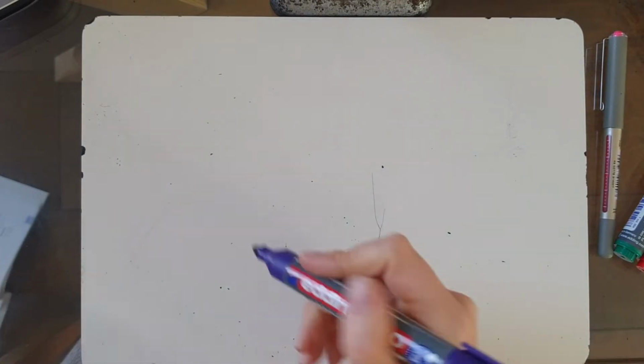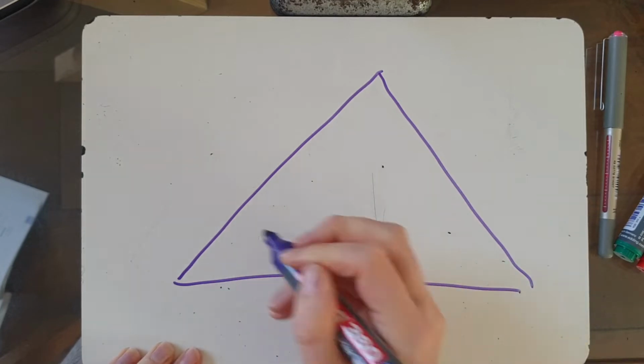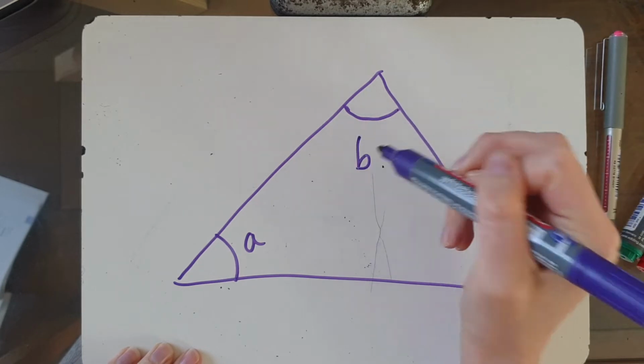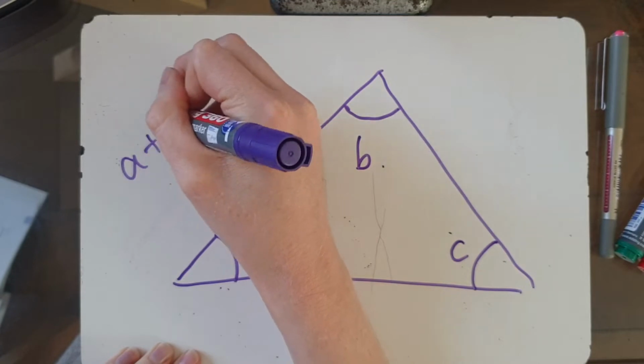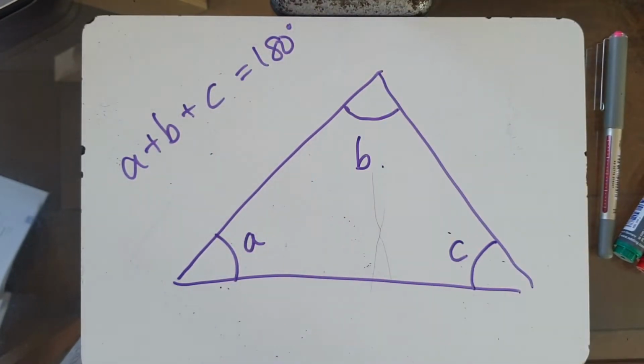Okay, so today we are going to look at angles in triangles and quadrilaterals. So you probably remember from primary school that if we take a triangle, any triangle at all, we have angles A, B and C, you know that A plus B plus C equals 180 degrees. So angles in a triangle add up to 180 degrees.